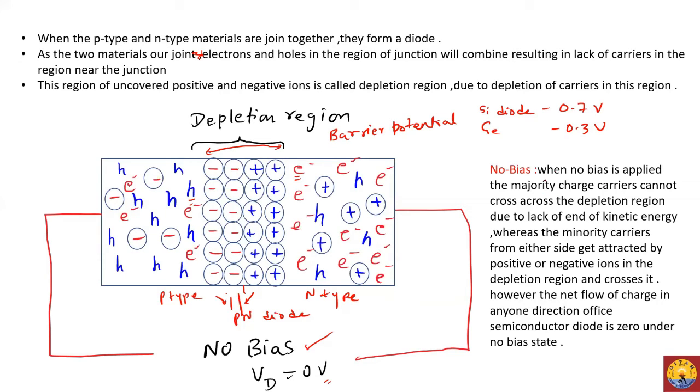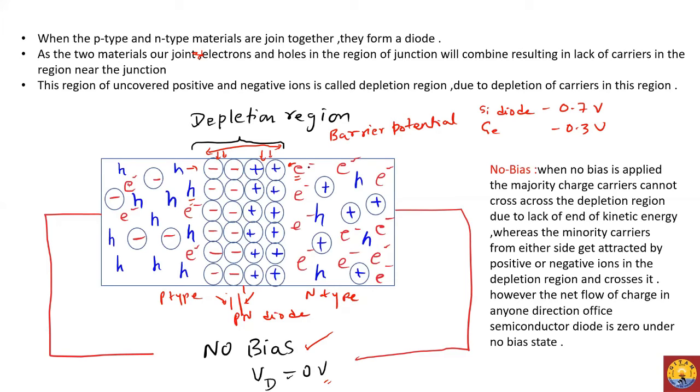When no bias is applied, the majority charge carriers cannot cross the depletion region due to lack of kinetic energy, while the minority carriers from either side get attracted and cross it. However, the net flow of charge in any one direction in a semiconductor diode is zero under no bias conditions. Because we have positive ions here, holes cannot move from p-type to n-type because there is a resistance from the positive ions. Similarly, we have negative ions here, and they will repel electrons from moving from n-type to p-type.